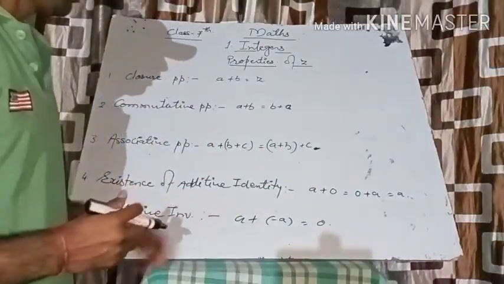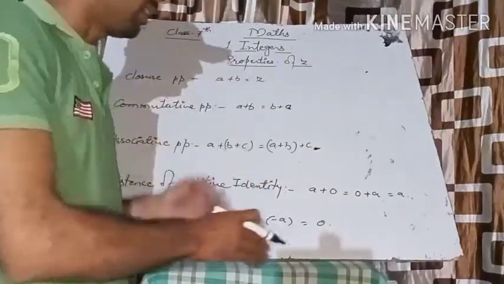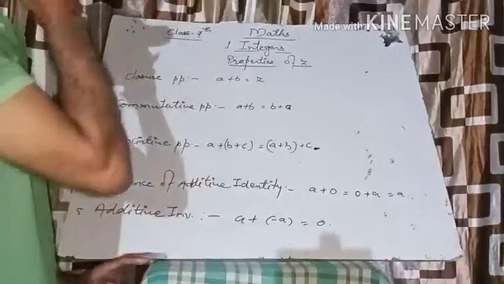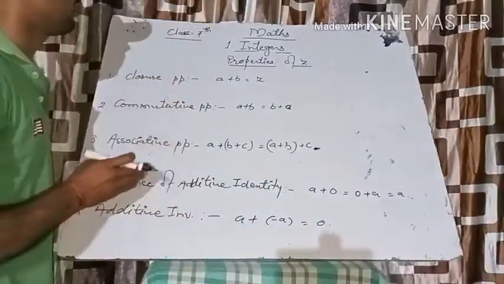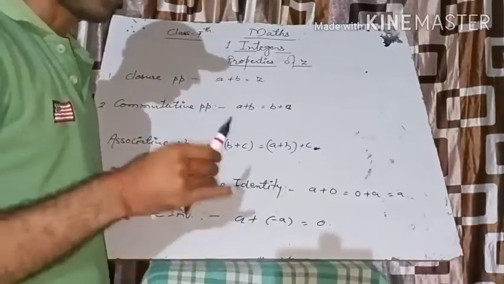Additive inverse is what? If we add a positive integer to its negative integer, then the result is always 0. So these are some of the properties of integers over addition.